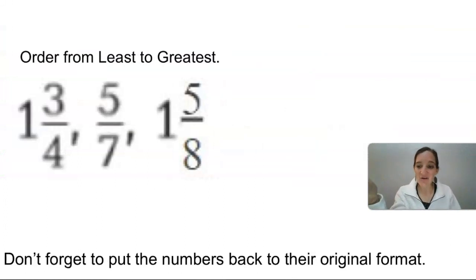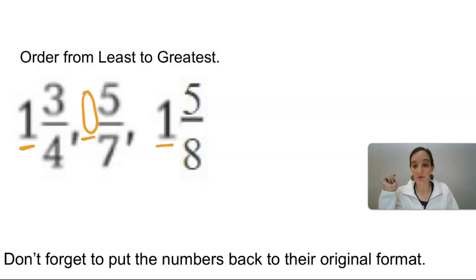Okay, so now let's go through those tips again and see what we can do to compare and order these, well, order them from least to greatest. So remember tip number 1, look at the whole number. This has a whole number 1, this does not have a whole number, and this has a whole number 1. Well, because this doesn't have a whole number, then that is definitely the smallest number. Easy peasy, we got that one out of the way.